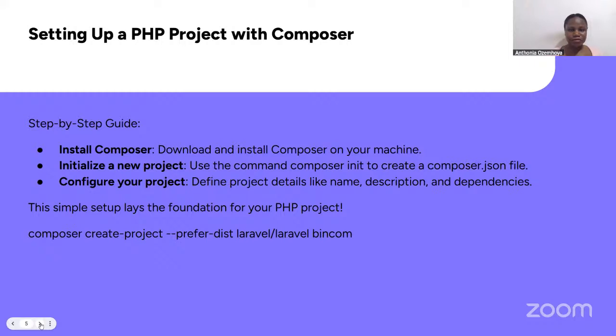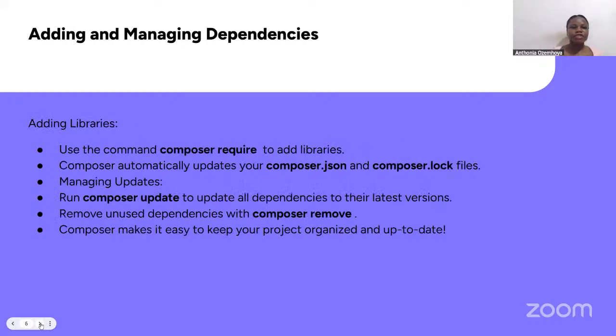Well, let me just talk us through everything before going to that so that I won't waste much of our time. All right. So adding and managing dependencies. We use the command composer require to add whatever libraries we want to add to our application. We use the command composer require, all right? And Composer automatically updates your JSON and lock files. It also manages your updates.